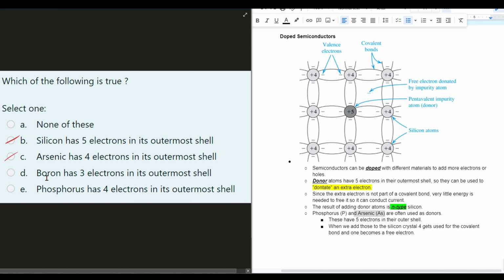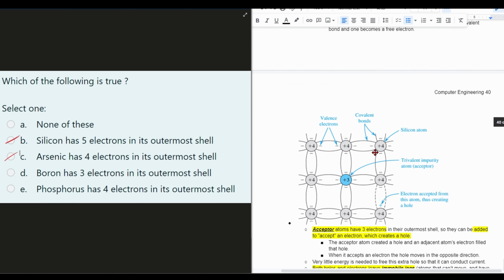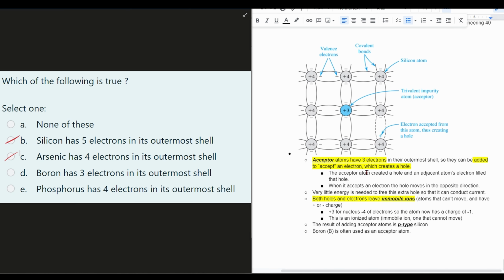Now we have boron, which has 3 electrons in its outermost shell. If we scroll down here, we can see that boron is actually an acceptor, and acceptor atoms have 3 electrons, which is what it tells us that boron has. And we would do the same process to see if phosphorus would be a donor or acceptor, and then rule it out based on that.